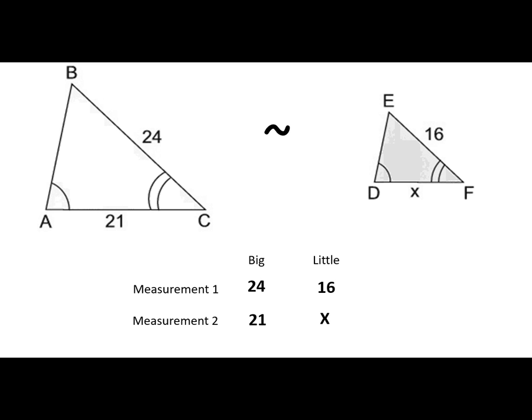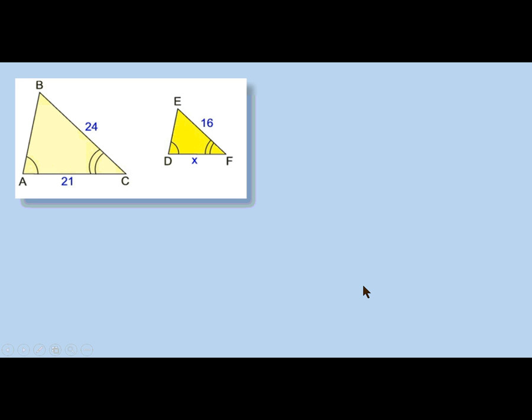A proportion is when you have two fractions that are equal to each other. Now, we're taking up a lot of room here. I'm going to shrink this up and make this picture a little bit smaller like this, and here was our proportion. 24 over 21 is equal to 16 over x. We've already talked about how to solve a problem like this. We're simply going to cross multiply to solve.